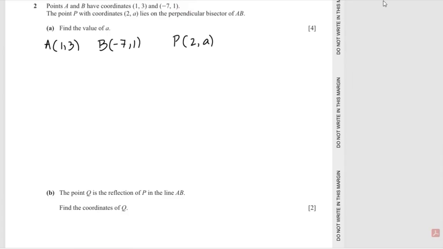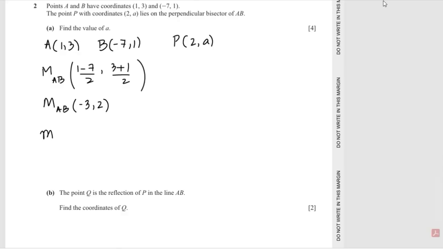So the key idea is the perpendicular bisector. Since it's the perpendicular bisector of AB, number one, we need the midpoint of AB. What's the midpoint formula? The sum of the x coordinates divided by 2, the sum of the y coordinates divided by 2. So (1 - 7)/2 and (3 + 1)/2. -6 divided by 2 is -3. 4 divided by 2 is 2. That is the first thing, because the perpendicular bisector passes through the midpoint of two points, right?